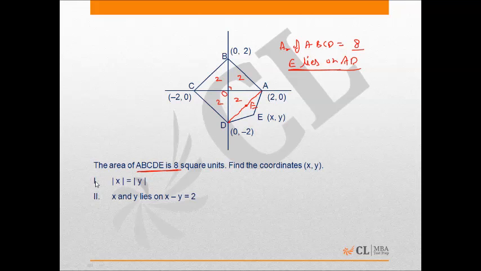Right. Now, the first statement gives you mod of x is equal to mod of y. If x is equal to y, in the positive case, the only possible value of E is 1 comma minus 1. So the coordinates of x and y can be calculated using statement 1. It is sufficient. Statement 2 gives you x and y lie on x minus y equal to 2. If you see the equation of AD, this is nothing but the equation of AD, x minus y equal to 2, and it says x and y lie on x minus y equal to 2, which is already evident in this case. That means this does not give you any extra information, so it is not sufficient. Again, the answer is option A.